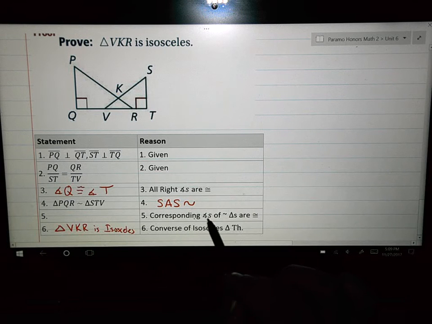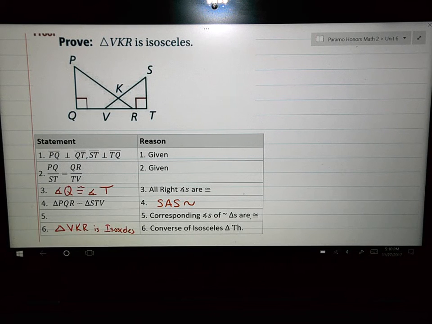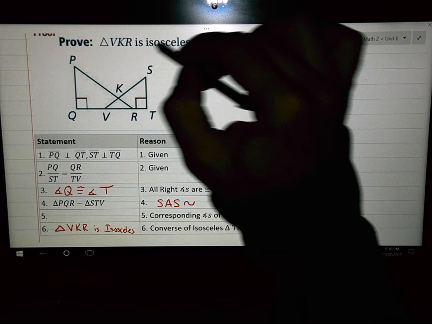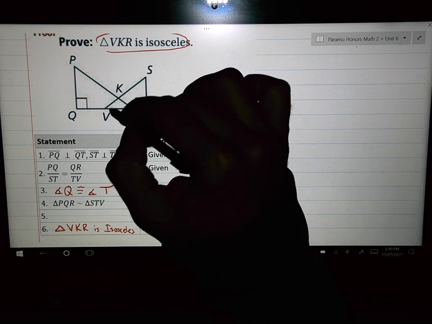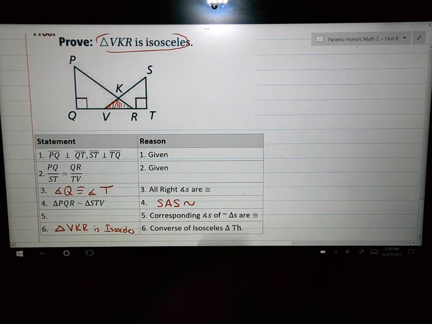The corresponding angles of similar triangles are congruent. Once you prove that this triangle is similar to this triangle, then guess what? Their angles are all congruent to each other. So if I'm trying to prove that this is isosceles, let's highlight which that one is. VKR, that's this triangle right here in the middle. If that's isosceles, then it would be very helpful if I knew if two angles were the same. The corresponding angles of similar triangles.